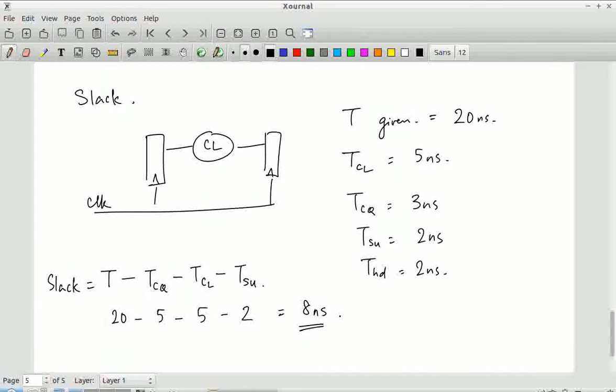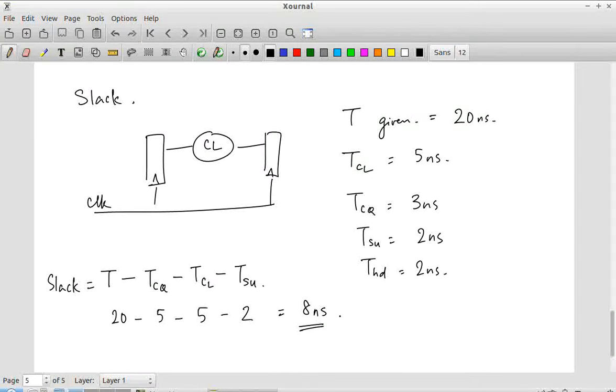Slack is usually when you are stretching a rope, right? If you say that there is slack in the rope, what it means is that you can tighten it a bit further. You can pull the rope a bit more, and only then it will become taut. Otherwise, it has got some amount of extra material over there, which will just be hanging there. In this case, up to 10 nanoseconds of time is available as extra, because your clock period was given as 20 nanoseconds.